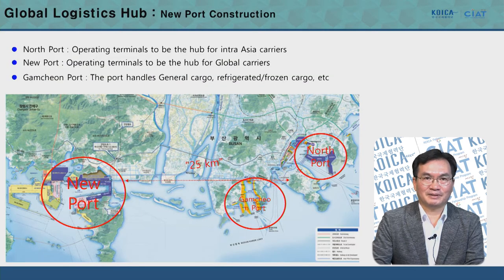The Korean government built Busan New Port to allow Busan to serve as a global logistics hub. As you can see in the picture, the existing port, North Port, is 25 kilometers away from the new port. Global ocean-going vessels call at the new port, and it is used as a hub port for Northeast Asia. Gamcheon Port is a specialized port for general cargo, bulk cargo, and frozen and refrigerated cargo.